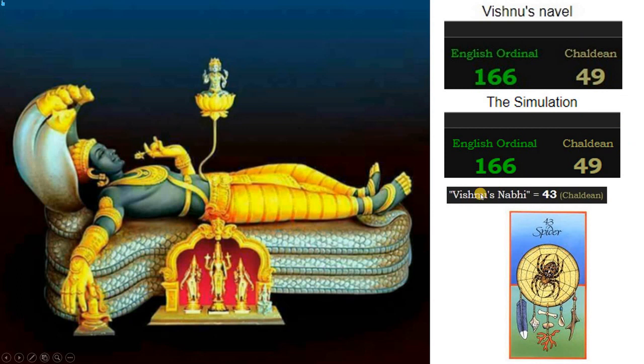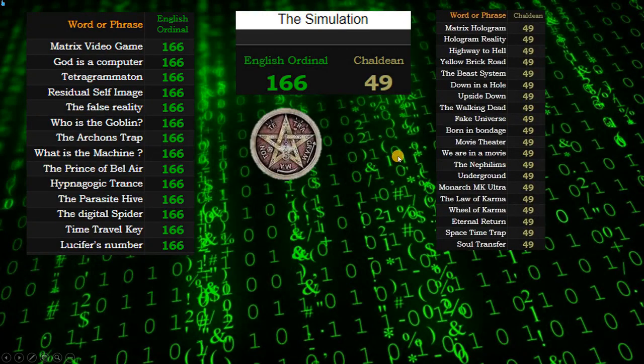And Vishnu's nabi is 43 in Chaldean, matching the card of the spider, and this spider represents the demiurge, Yaldabaoth. The spider has 8 legs like the octopus, and the spider is linked to the spider web, or the web we are caught in. This slide is from my former video, Do We Live in a Simulation, God of Sleep 3? So I put it because it matches the numbers of Vishnu's navel.